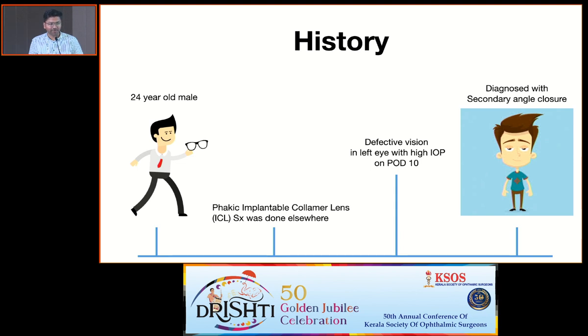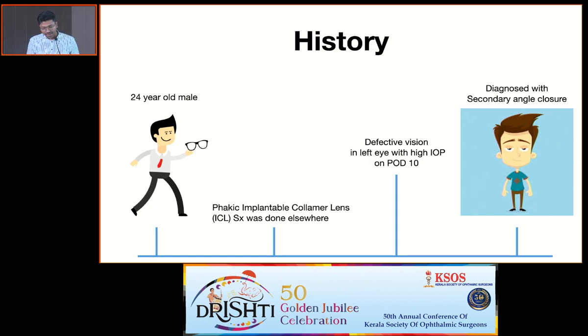Our chief of animation, Mr. Tenzin Singh, is actually our patient. He's a 24-year-old male, and he came to our OP with raised IOP. But he had an ICL implanted. Wherever he went, people always spoke about the issue with the ICL, but nobody believed that there was an issue with the angle. Everybody was always looking at the ICL, and they said the ICL might not be implanted in a proper way.